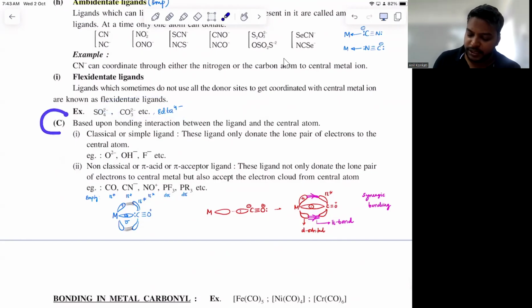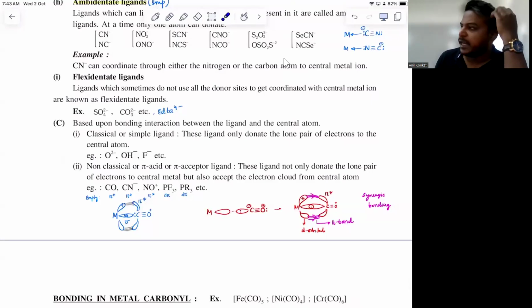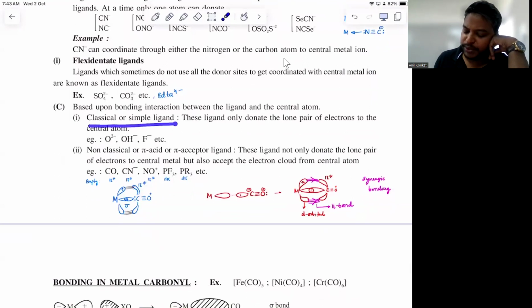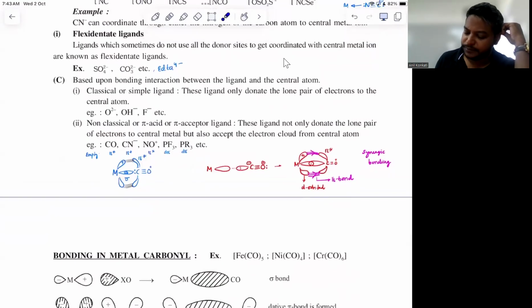Now, the third classification is based upon the bond interaction between the ligand and metal. If you notice, simple ligands only donate a lone pair of electrons to the central atom. So O2 minus, OH minus, F minus are all simple ligands.